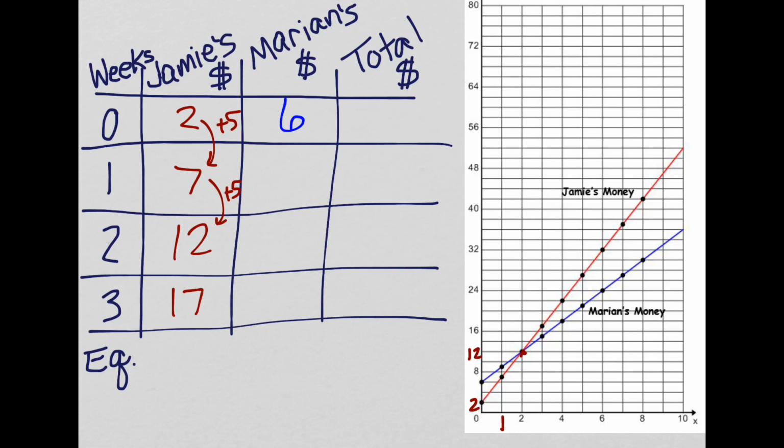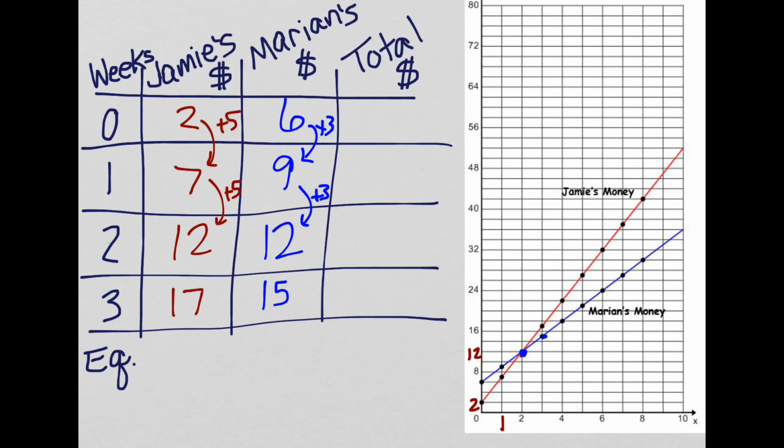But then after 1 week, she only had $9. And after 2 weeks, she had the same as Jamie. They each had $12. But then the next week, Marion actually had less. She only had $15. So you can see that there is a pattern also with Marion. She is adding $3 every time.